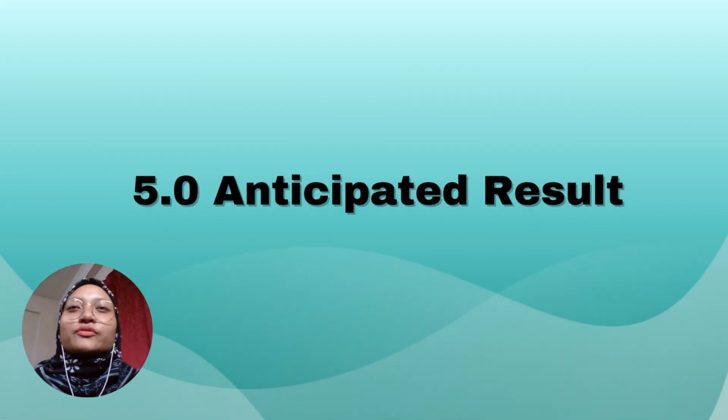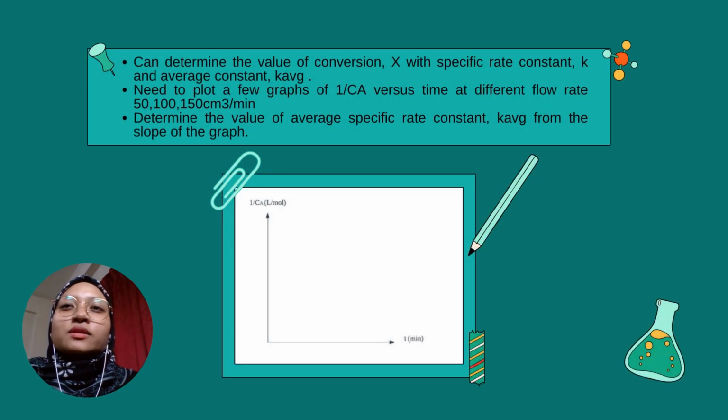Okay, next, we are moving on to the anticipated result of the experiment. Basically, from the experiment, we can determine the value of conversion, which is X, with specific rate constant k and average constant k average. After that, we also need to plot a few graphs of 1 over CA, which is the concentration of sodium hydroxide, versus time at different flow rates, which are 50, 100, and 150 centimeter cube per minute, in order to determine the value of the average specific rate constant, k average, from the slope of the graph.